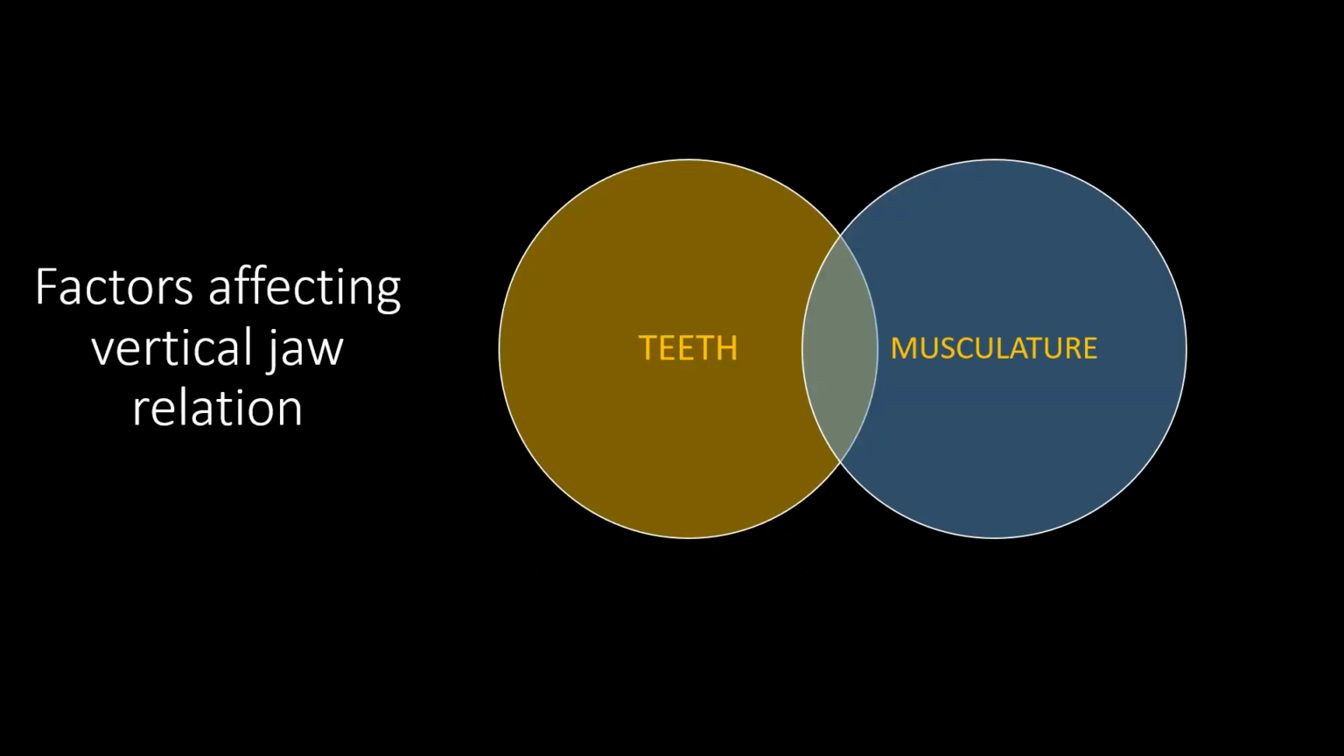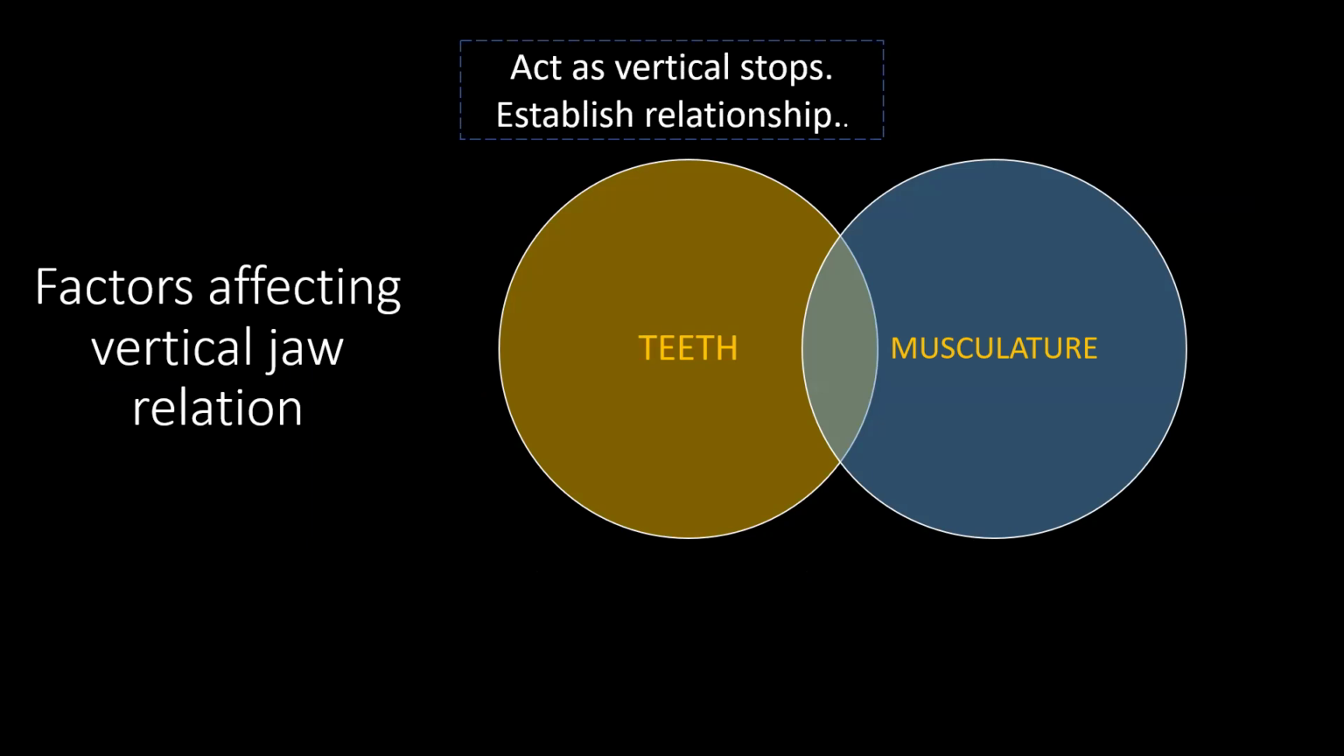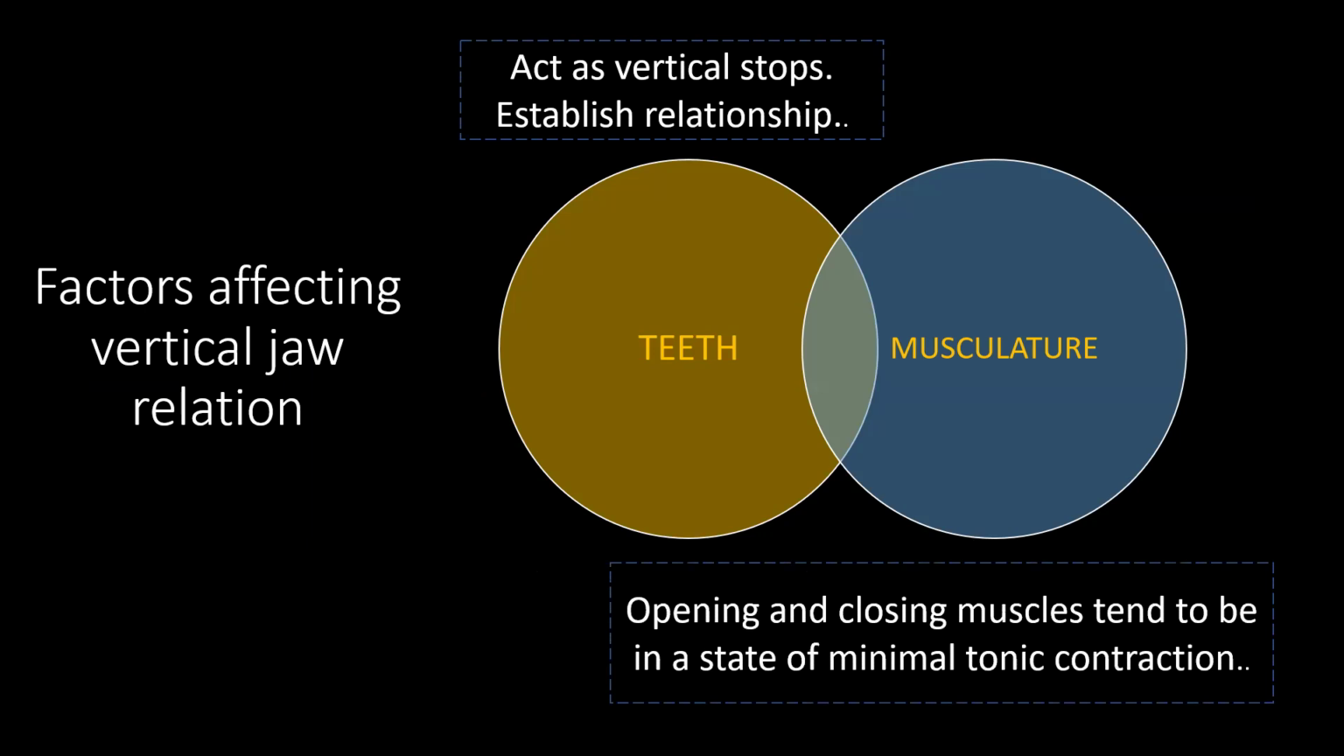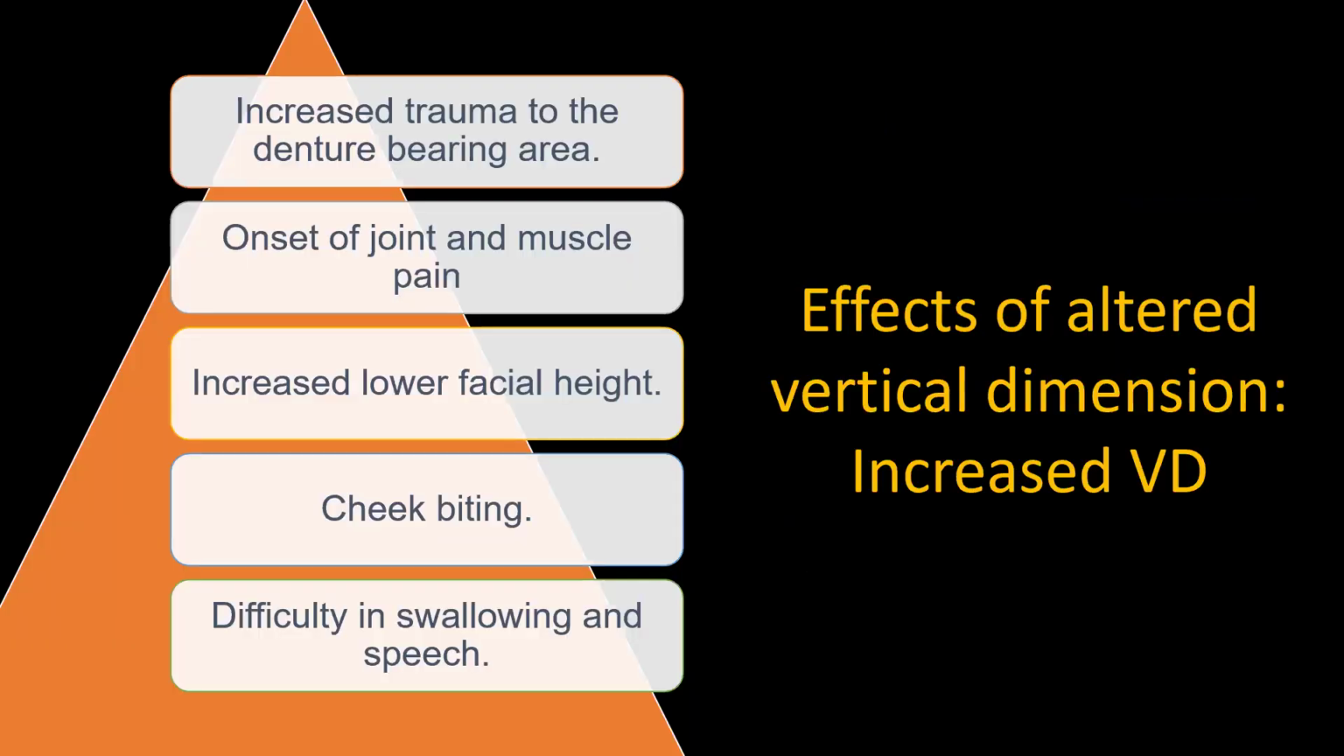So, the factors that affect the vertical jaw relation are basically categorized as the ones that depend on the teeth and the ones that depend on the musculature. The ones that depend on the teeth, they act as vertical stops and it establishes a relationship. The opening and closing muscles tend to be in a state of minimal tonic contraction, which influence the role of the musculature in establishing the vertical jaw relation.